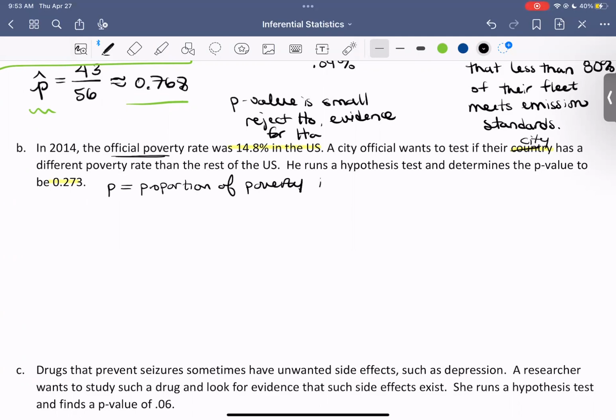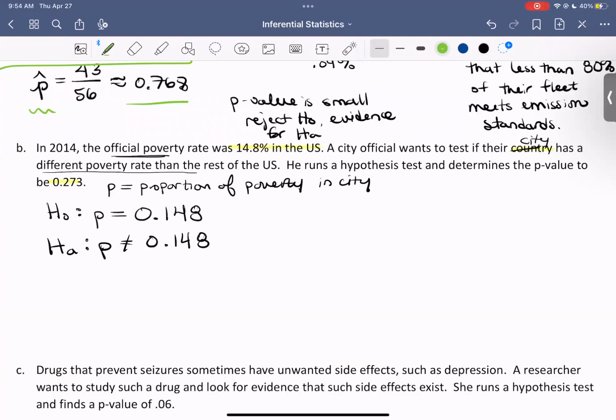So proportion of poverty in the city. And we want to determine what? We want to determine if our city has a different poverty rate than the rest of the US. So status quo would say that our poverty rate was equal to that of the US, so equals 14.8%. So then we want to test if actually our proportion of poverty is not equal to that 14.8%. So here would be the setup of our hypotheses.